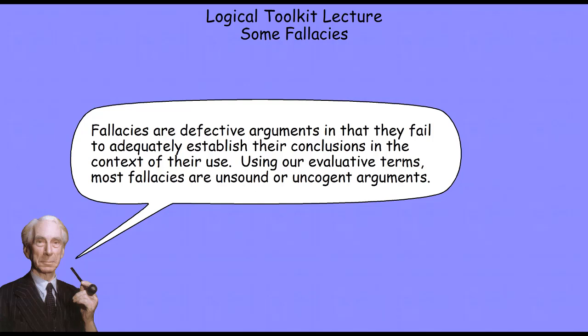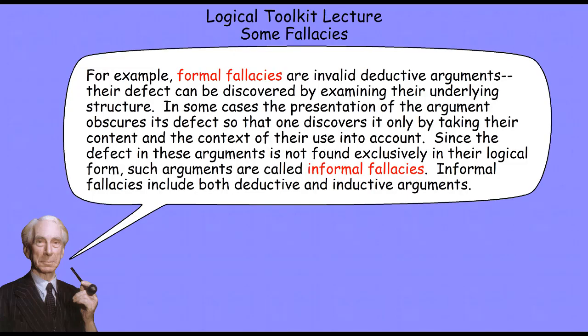So using those evaluative terms from the last couple of lecture modules, we can say that most fallacies are going to be unsound or uncogent arguments. Now, fallacies fall into two general categories. Formal fallacies are invalid deductive arguments. So they're unsuccessful arguments. Their defect can be discovered by examining their underlying logical structure. That is, they are invalid deductive arguments, and so they fail because of their logical form, formal fallacy.